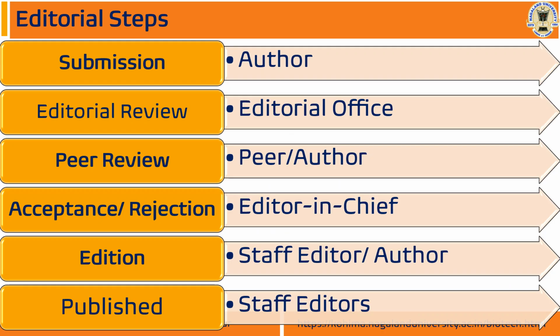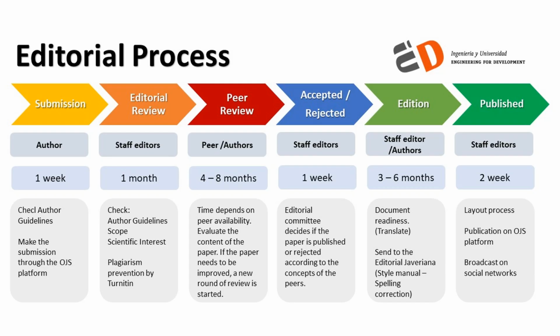So this is in different editorial steps. The author is responsible for the submission of the paper. Then the editorial office normally does its technical evaluation and editorial review, and then they send those papers to the peer reviewers. On the basis of the reviewers' comments, they give certain comments for acceptance or rejection. That decision will be taken by the editor in chief. Then it goes to the staff of the editorial office, and then it will be published or rejected depending on the comments.